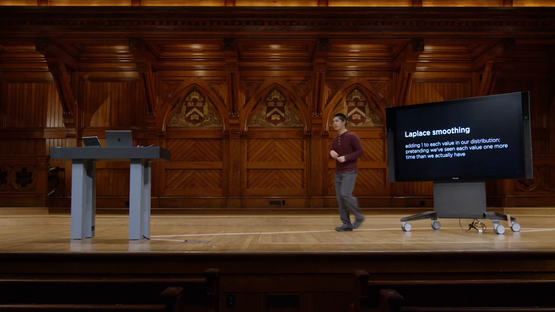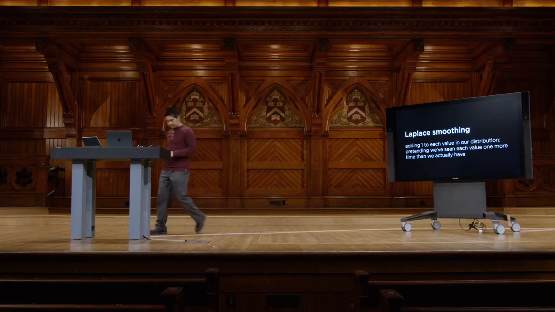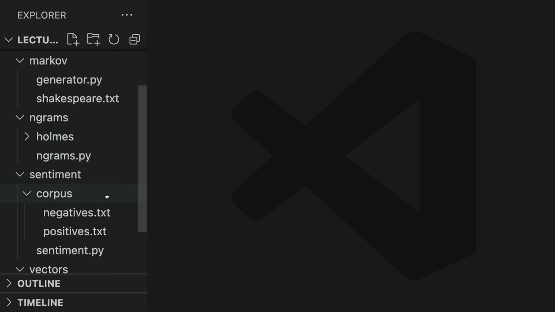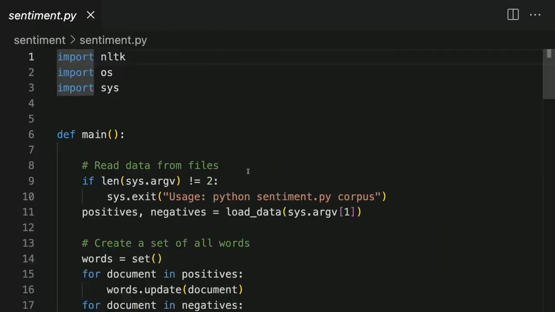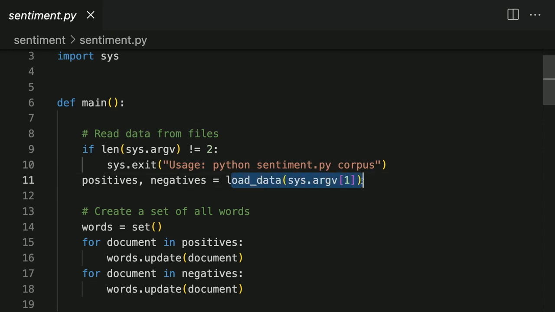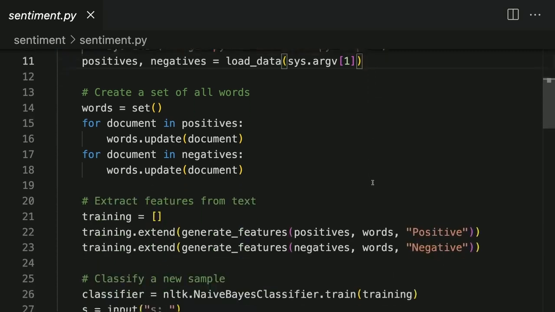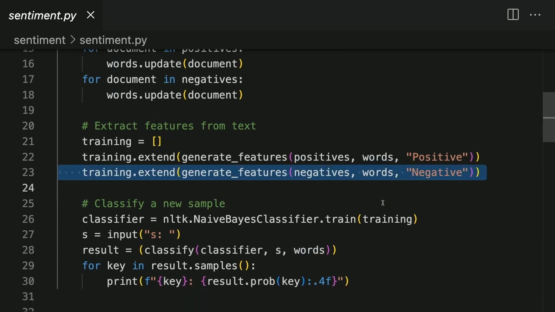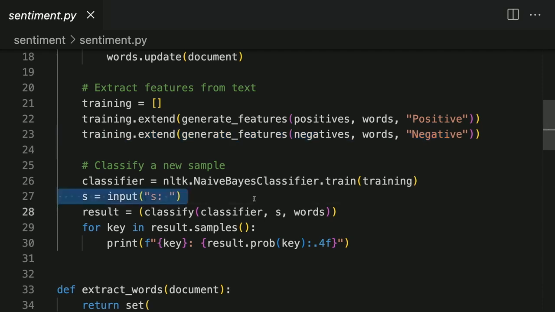So let's see what this looks like in practice. Let's try to do some naive Bayes classification in order to classify text as either positive or negative. We'll take a look at sentiment.py. What this is going to do is load some sampled data into memory, some examples of positive reviews and negative reviews. And then we're going to train a naive Bayes classifier on all of this training data. Training data that includes all of the words we see in positive reviews and all of the words we see in negative reviews. And then we're going to try to classify some input.